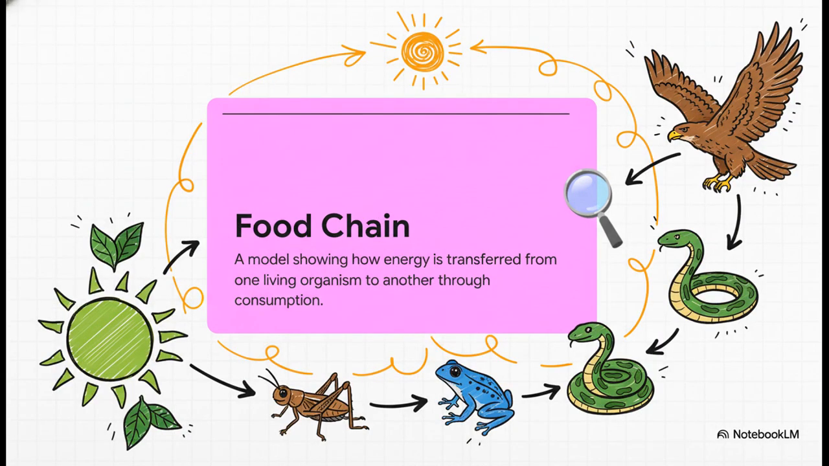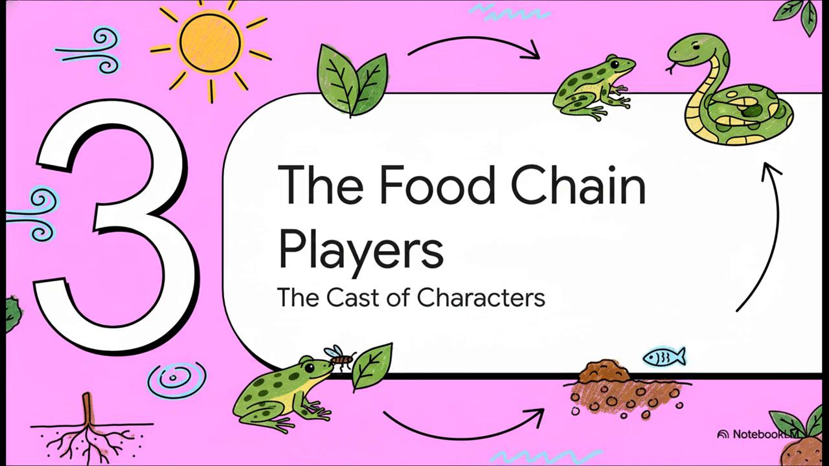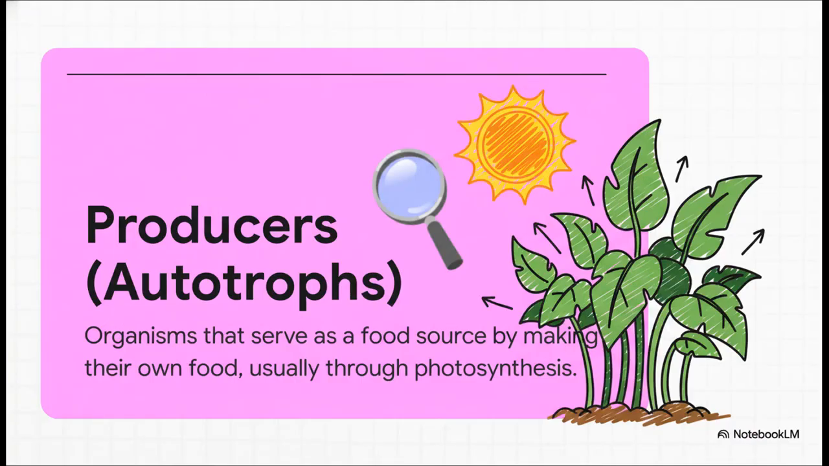And how do we actually track all that energy we've been talking about? Well, we use a simple little map called a food chain. It's a really powerful model that shows you exactly who eats whom, and most importantly, how that energy gets passed from one organism to the next. So let's meet the cast of characters in this big energy story. Every living thing has a very specific role to play. Once you understand these roles, I promise you'll be able to crack any ASVAB question they throw at you on this subject.